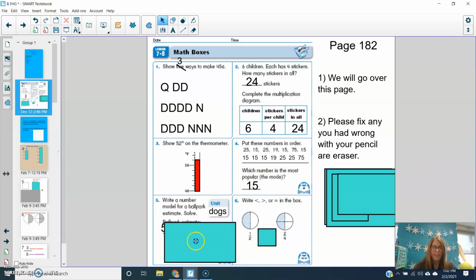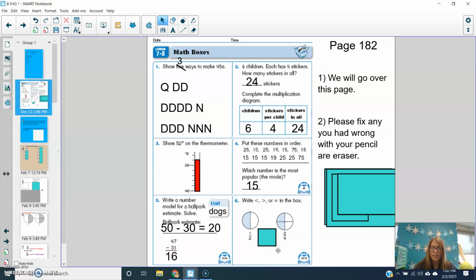For question 5, write a number model for a ballpark estimate and then solve. The unit I picked today was dogs. So 47 I know would round to 50, 31 is going to round to 30, 50 minus 30 equals 20, and then when I'm solving for my actual answer, I know that 7 minus 1 is 6, and 4 minus 3 is 1, giving me my total of 16.